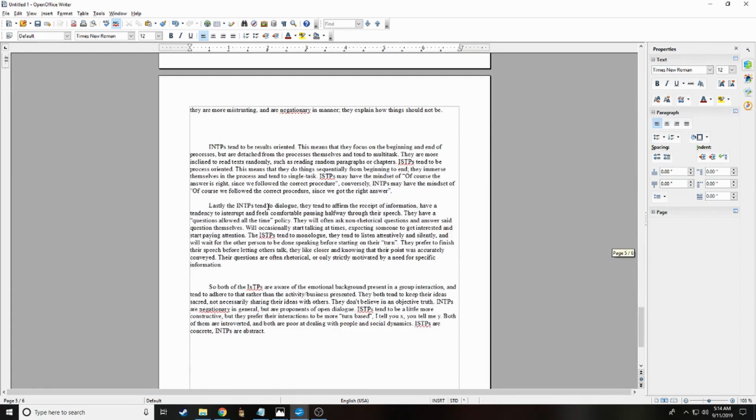Lastly, the INTPs tend to dialogue. They tend to affirm the receipt of information, have a tendency to interrupt, and feel comfortable pausing halfway through their speech. They have a questions-aloud-all-the-time policy. They will often ask non-rhetorical questions and answer said questions themselves. They will occasionally start talking at times, expecting someone to get interested and start paying attention. The ISTPs tend to monologue.